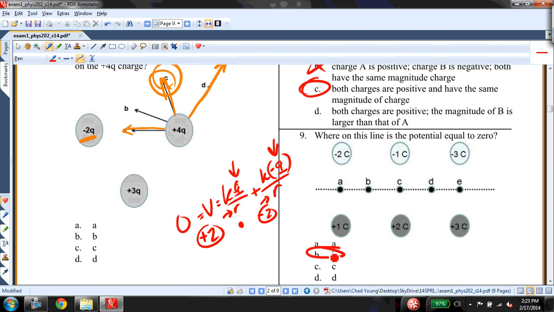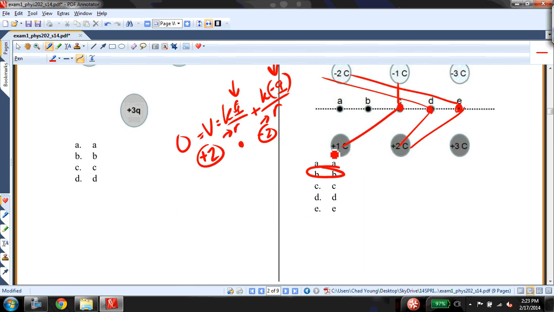But let's just look at C as well. Those are different distances, so those potentials don't cancel out. Likewise, the 2 coulomb charges don't cancel out. Here, I'm a different distance from there and there, so those potentials don't cancel out. And similarly there, those are different distances. So B is the right answer.